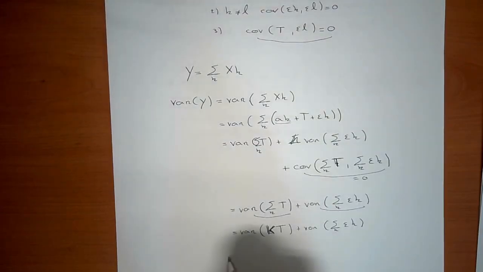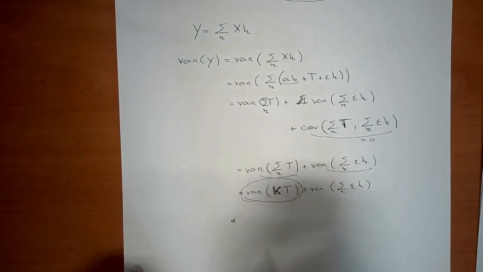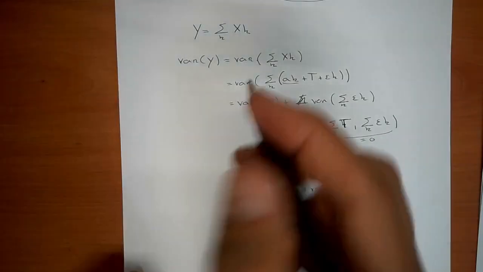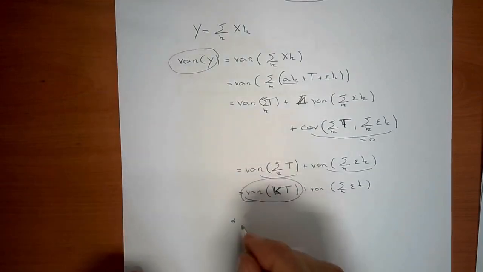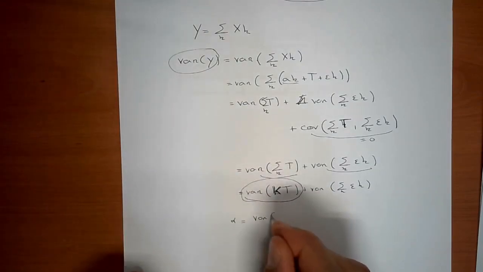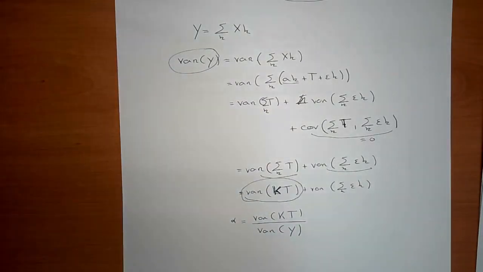And now the alpha. What is alpha? It's basically how big this interesting part that you want to capture is in comparison to what we observe. So alpha is the variance of K times T divided by the variance of y. That's the Cronbach alpha that we would like to compute.